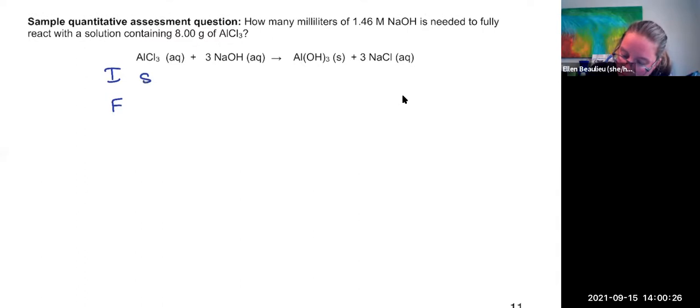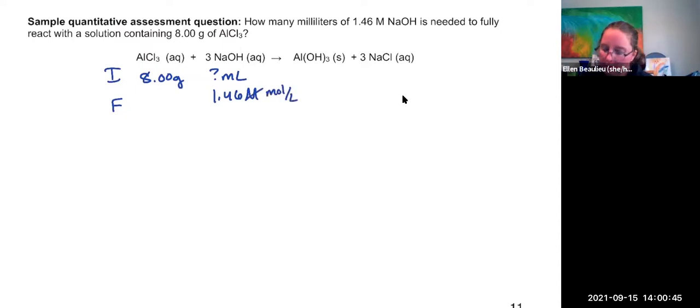Okay, I know that I have 8 grams of this, and I want to know how many milliliters of this is needed to fully react with that 8 grams. I know that that solution is 1.46 molar. Again, I'm going to immediately get rid of big M and tell myself moles per liter. I want to know how many milliliters.